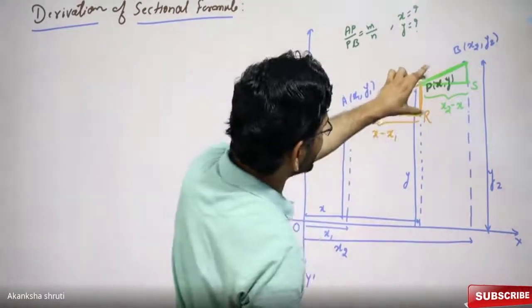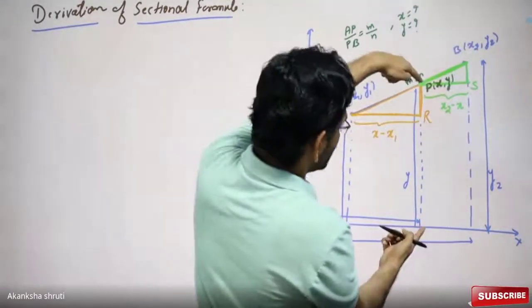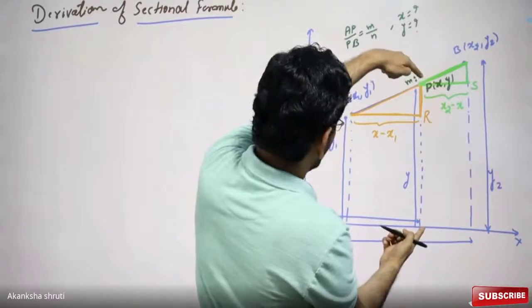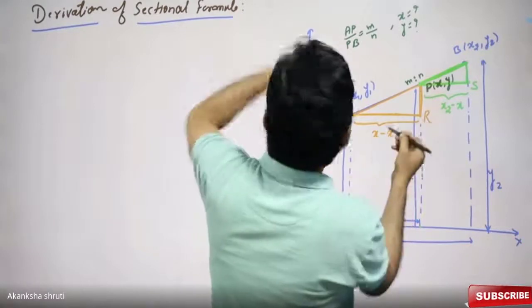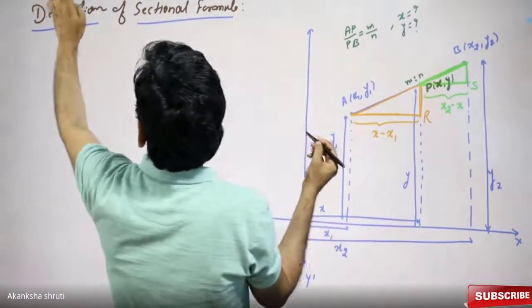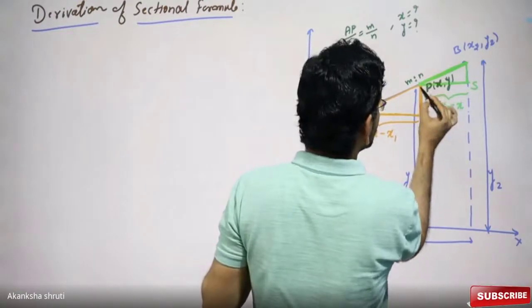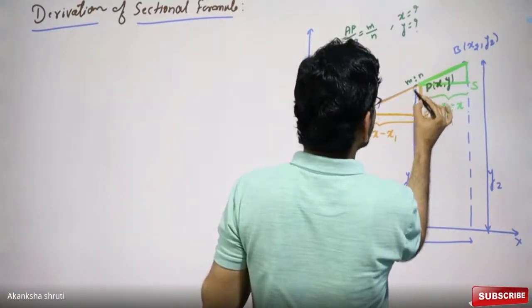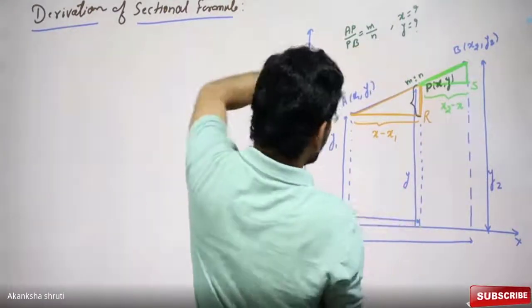Similarly, the other side length can be determined. Students, keep in mind, this much length, P to this is Y, and this smaller one is Y1. So this much part we are interested to know only. From here to here, this much part is given by Y and Y1.